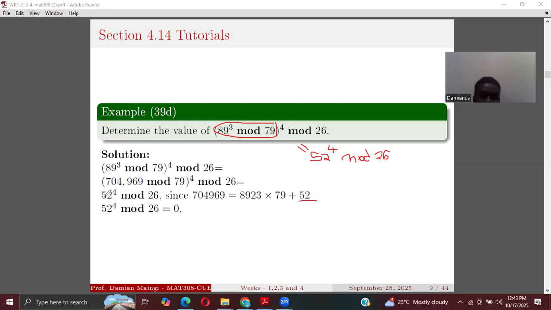Of course, you can punch in to get what 52 power 4 is. But in this case, you don't need to do that, because you can see 52 is 26 times 2. So that means whatever this number is, raised to power 4 it is still divisible by 26. So the remainder is 0. So it turns out that this number is simply 0. And that's beautiful, isn't it? Yes, it is. Okay, so that's that.